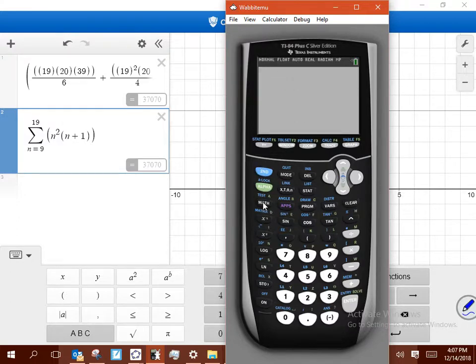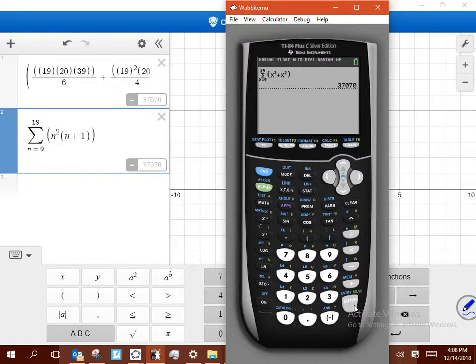If I want to, I go to math. I'm going to go all the way down to summation. Type in summation, you see that gives me that. So just use a variable, doesn't matter which one. 9 to then we see 19. And then if I type in, just because it's easier this way, x cubed plus x. I always do that. x cubed plus x squared.